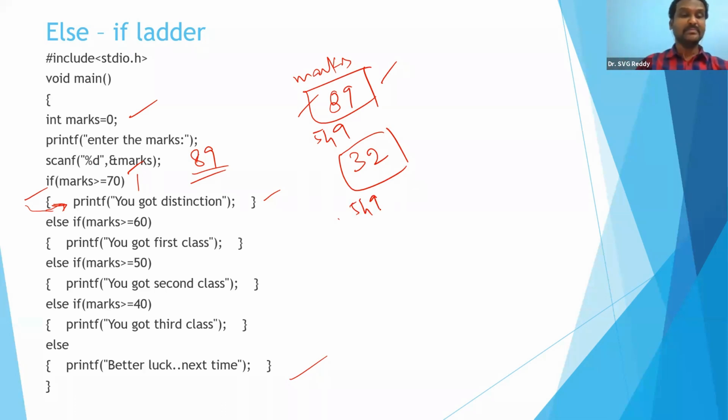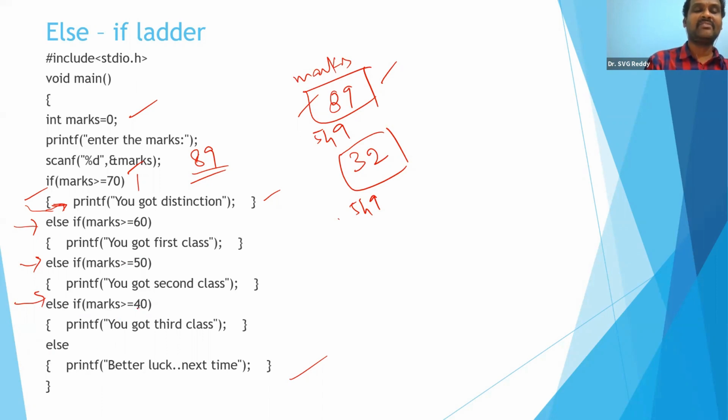Okay. Then, if marks is greater than 70, no, marks is 32. 32 is not greater than 70, so it is false. It will come to here. So marks, again, 32 is greater than 60, no. It is also false. Again, it will come here. Marks is greater than 50, no. False. Marks is greater than 40, no. Then it will come to the else block.